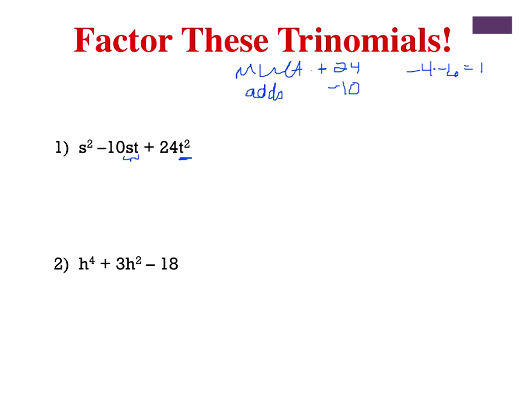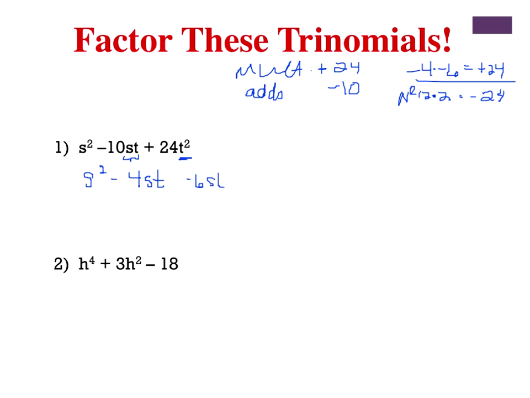So negative 4 times negative 6 is positive 24 and does add to negative 10. Negative 12 and 2 is often the common misconception one. That multiplies to a negative 24, so we're not going to use that one. Let's use negative 4 and negative 6.